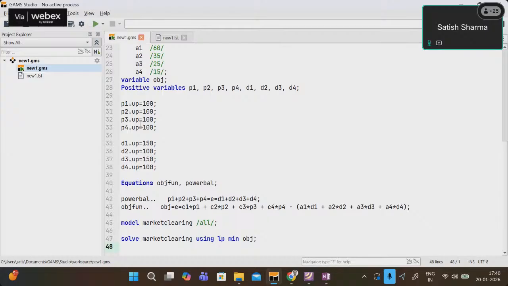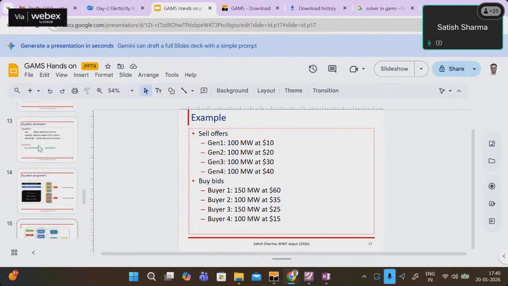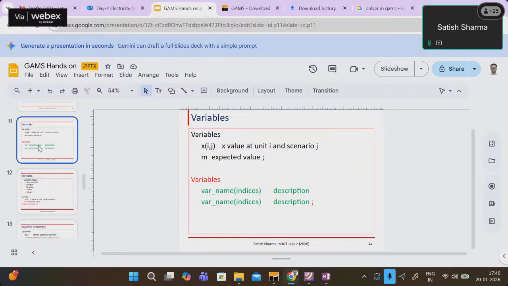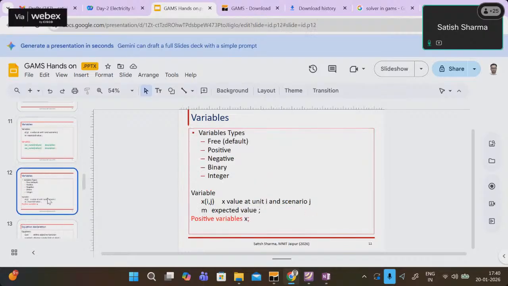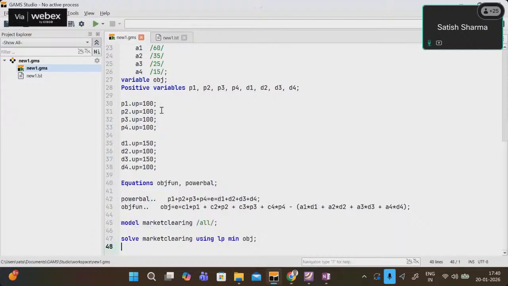Okay, I did not explain this. So these are basically bounds we have defined. If you see in my PPT, I have certain variables, and these variables can be defined with certain limits as well. So UP is the upper limit, the upper bound. So P1.up is basically the upper bound of the P1 variable, which is 100.